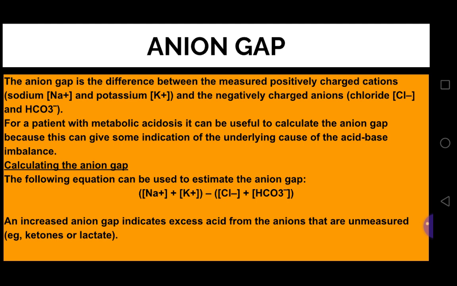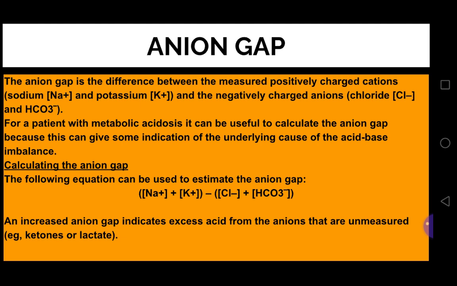Another important point is anion gap. Many people don't know what is anion gap. The anion gap is the difference between the measured positively charged cations, which include sodium and potassium, and the negatively charged anions, which are chloride and bicarbonate. How do we calculate the anion gap?